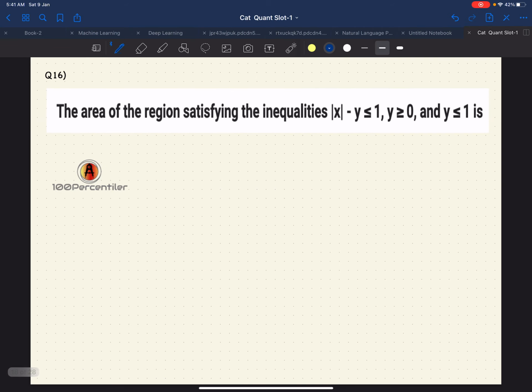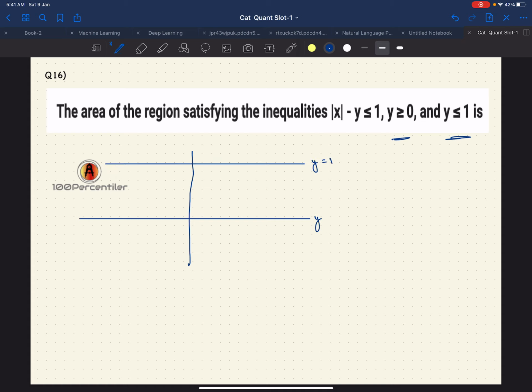Now, the area of the region satisfying the given inequalities. Clearly the last two inequalities are the easiest ones, so let's start plotting them. Let this be y equal to 1 and this is y equal to 0. We know that all the area has to be within these two lines. Let this be x equal to 1.